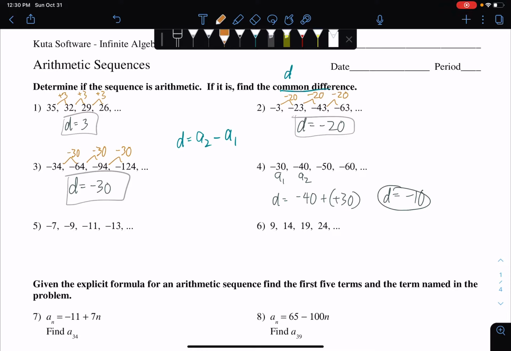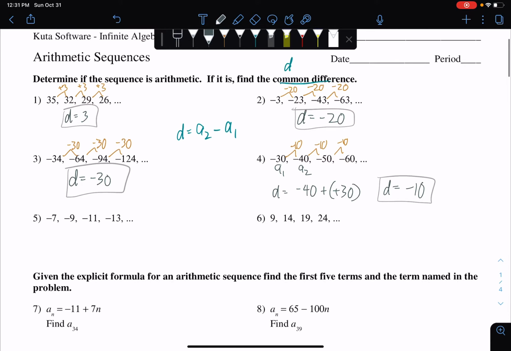How do we know if this is correct? Let's see. This is negative 10, negative 10, negative 10. So negative 30 plus negative 10 is negative 40. Negative 40 plus negative 10 is negative 50. And negative 50 plus negative 10 again, we'll get negative 60. That's how mathematics works in terms of arithmetic sequence. So yes, indeed, this is the right answer.